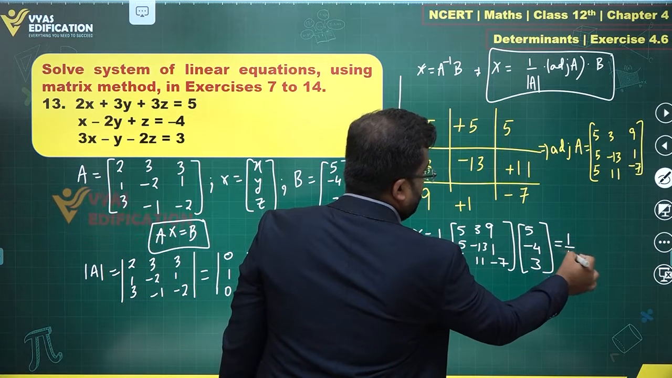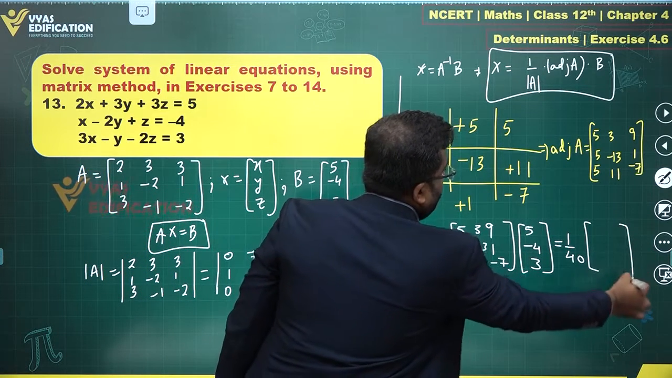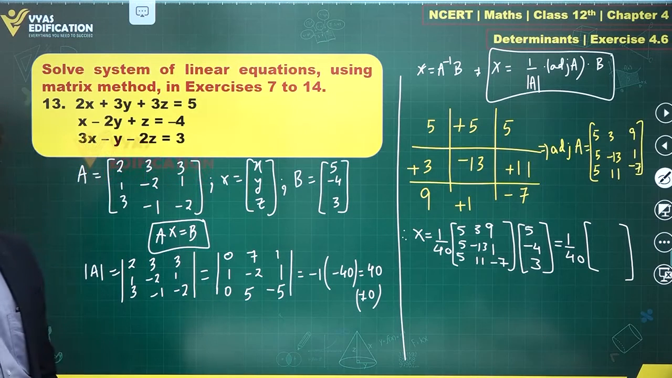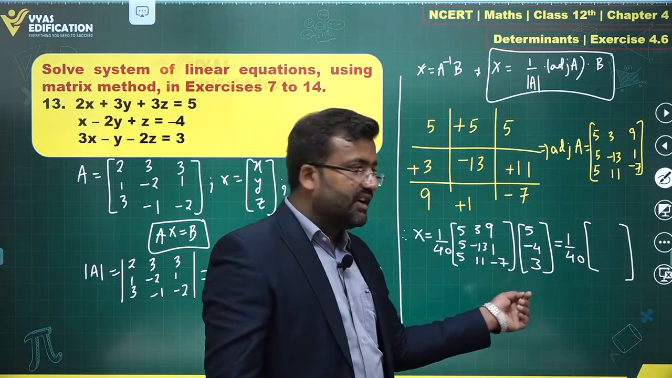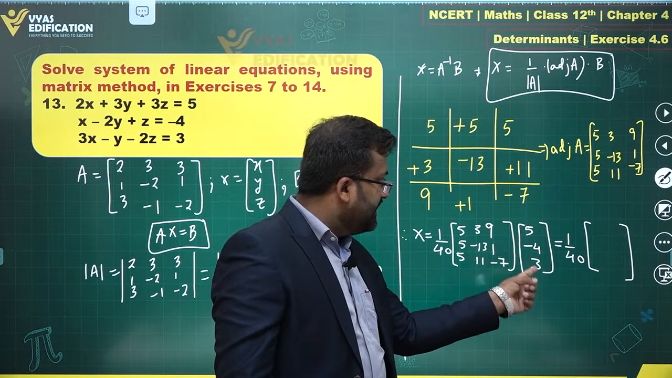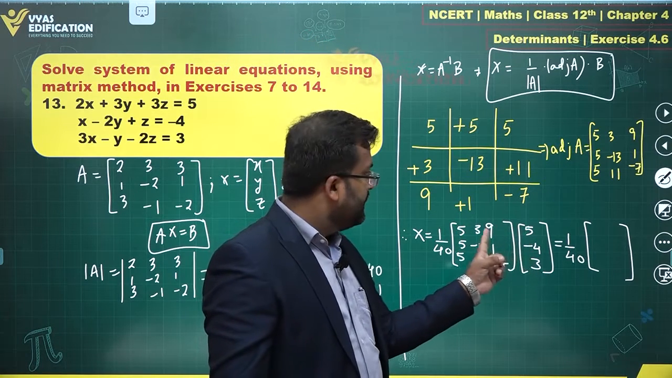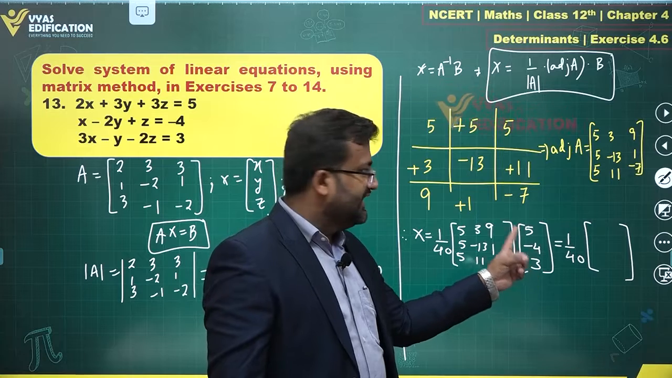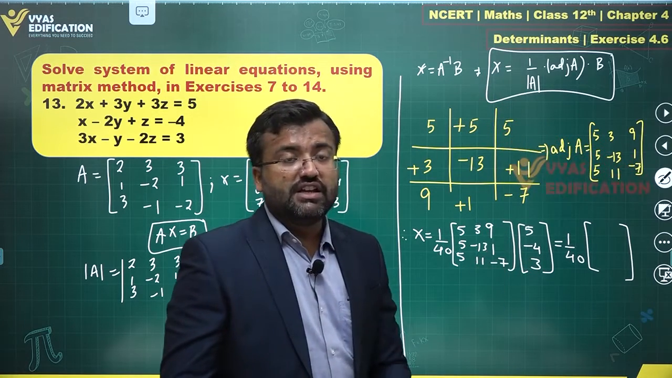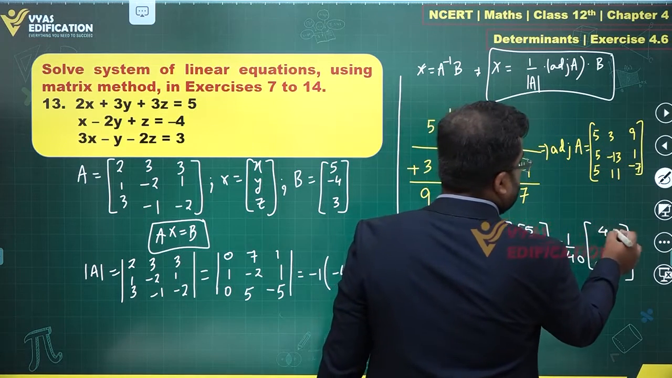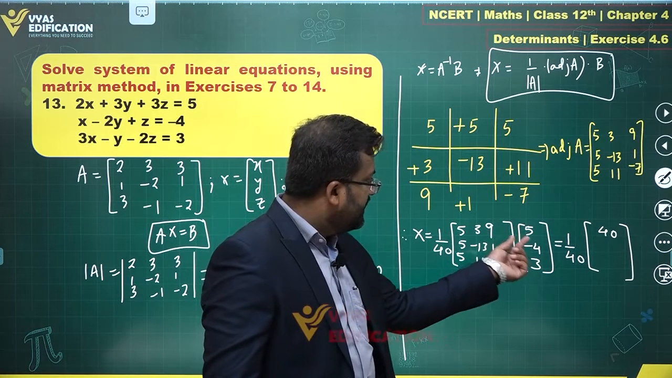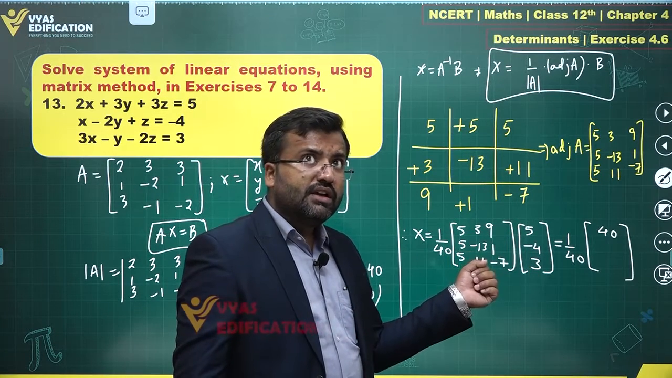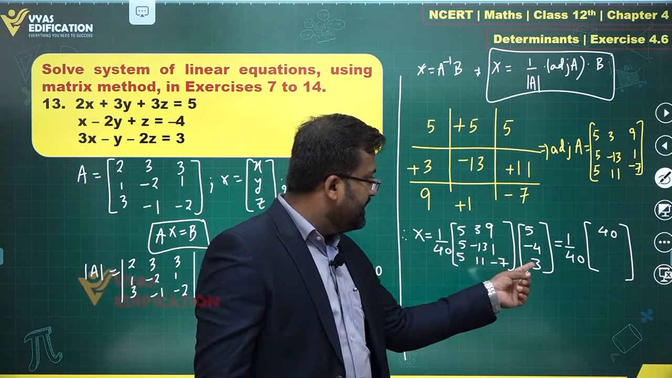Let's multiply them together. 1 over 40 is okay. What do we get as the first element of this matrix? This is 3 by 3, this is 3 by 1, this will be 3 by 1, right? 5, 3, 9 multiply with this. 5 times 5 is 25, minus 12 is 13, plus 27 is 40. So this is 40. What next? 25 plus 52 is 77 and plus 3 is 80.